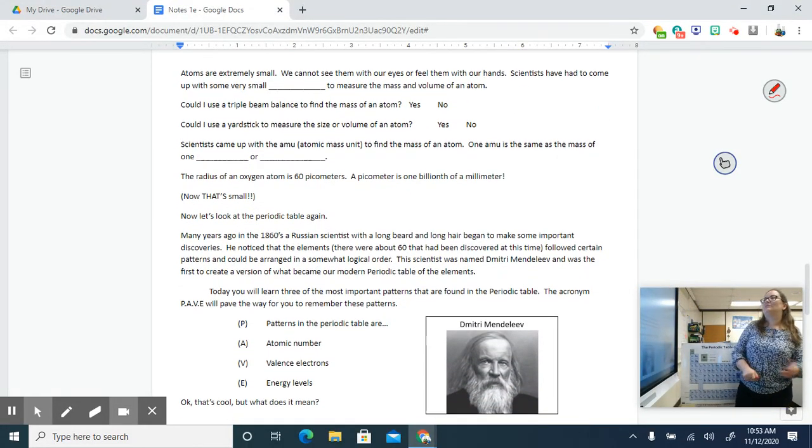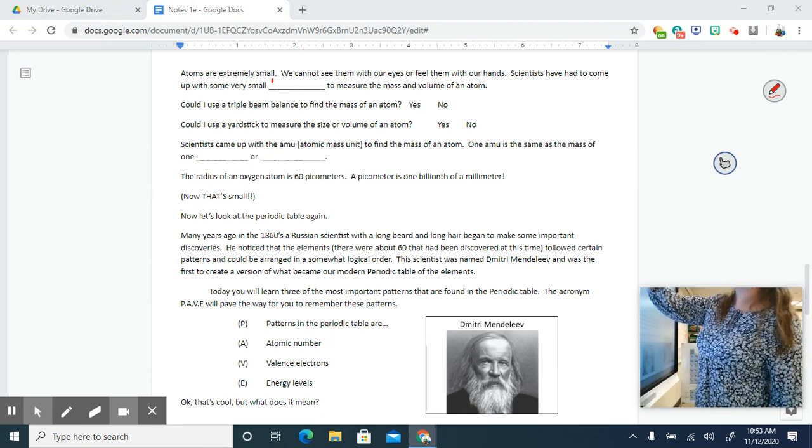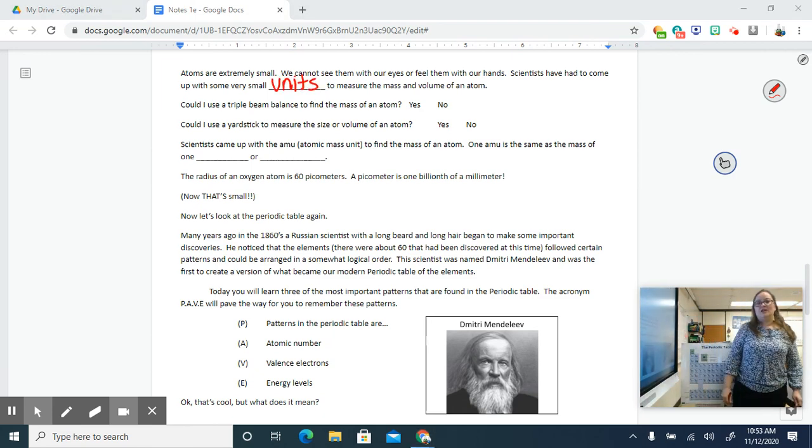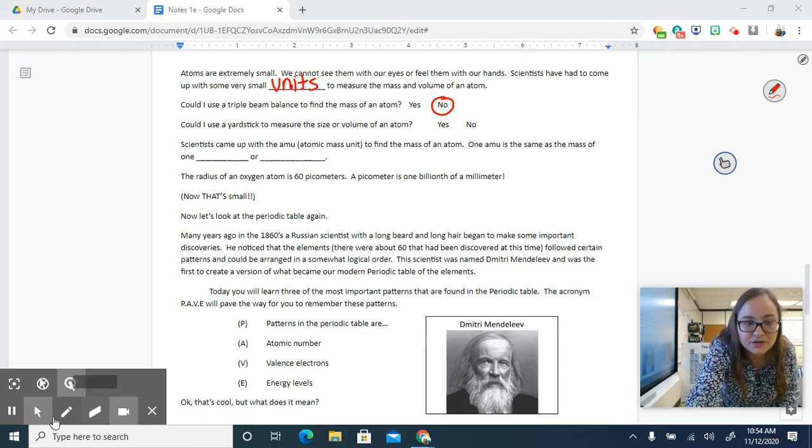All right, atoms are extremely small. We cannot see them with our eyes or feel them with our hands. So scientists have had to come up with some very small units to measure mass and volume of an atom. So could I use a triple beam balance or a digital scale or a scale like in your bathroom to find the mass of an atom? Exactly. No, it's way too small. It's not sensitive enough to pick that up. What about a yardstick? Could I use a meter stick or a yardstick to help me out? You know what? I'm going to go get one and show you.